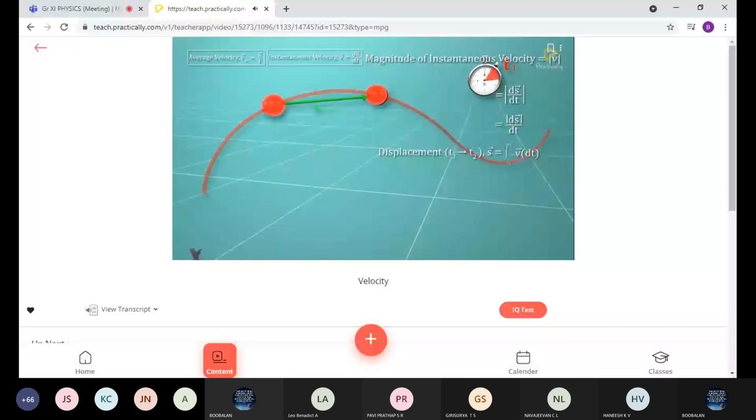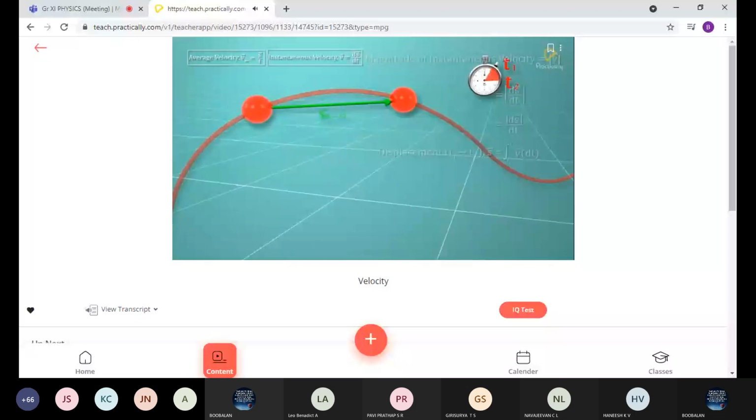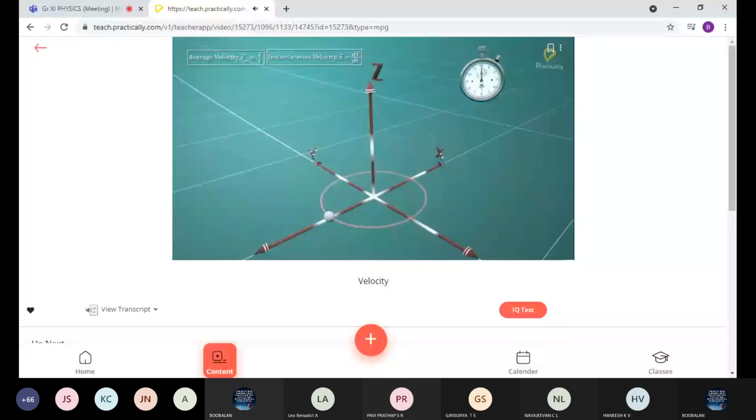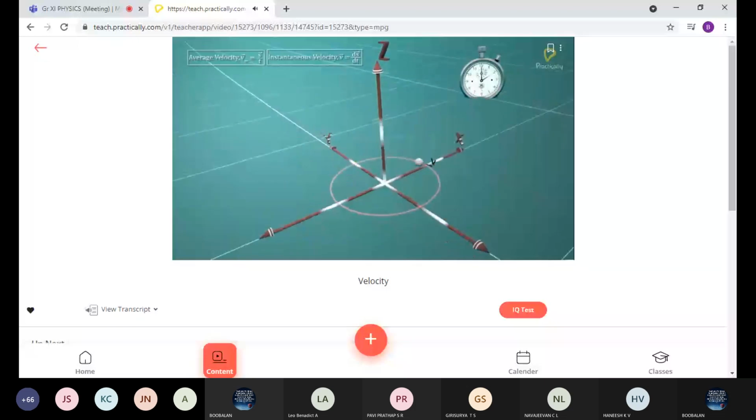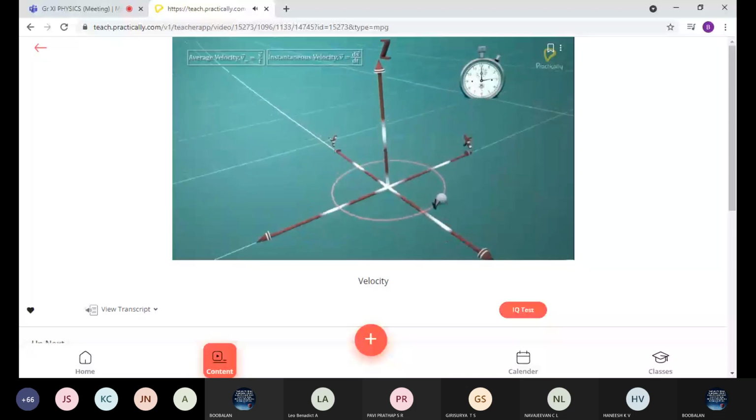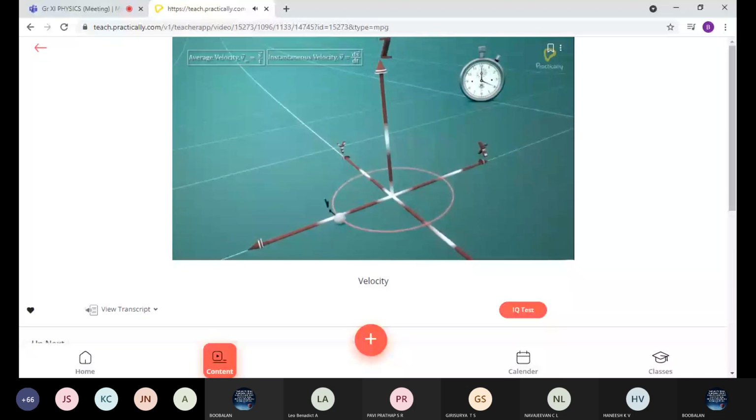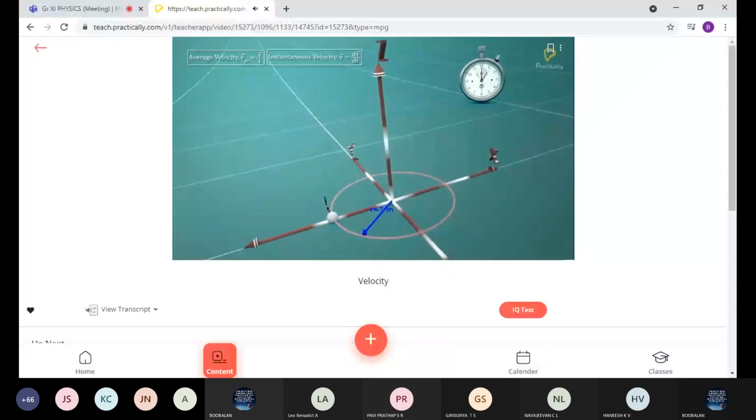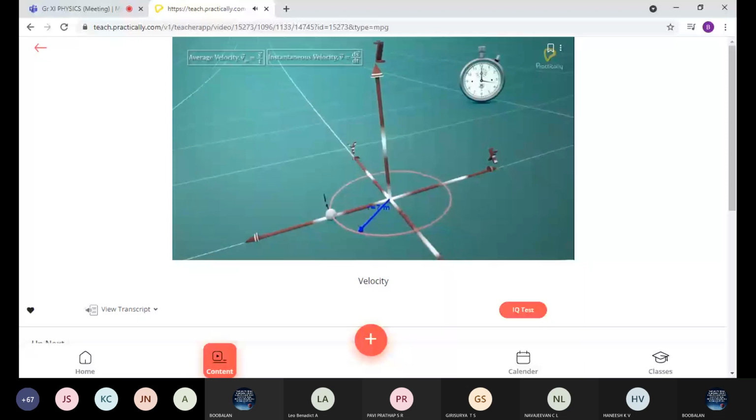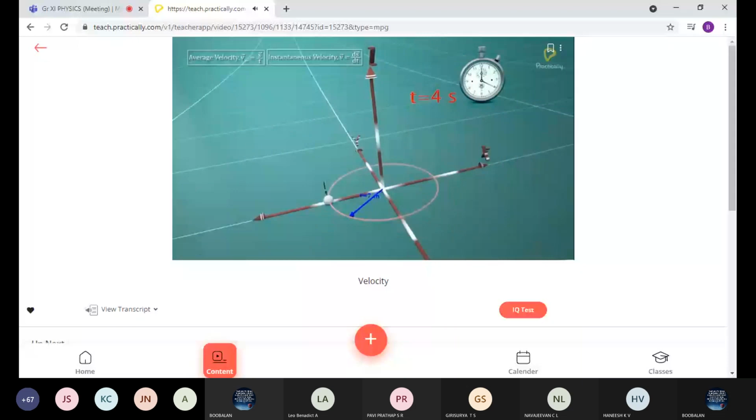Let us look at an example that illustrates the difference between average velocity and instantaneous velocity. A particle moves clockwise with constant speed along a circular path in the xy plane. The radius of the circular path is 7 meters, and the time period of revolution is 4 seconds. Let's calculate the average velocity of the particle in different time intervals, starting from its initial position A, x equals -7.